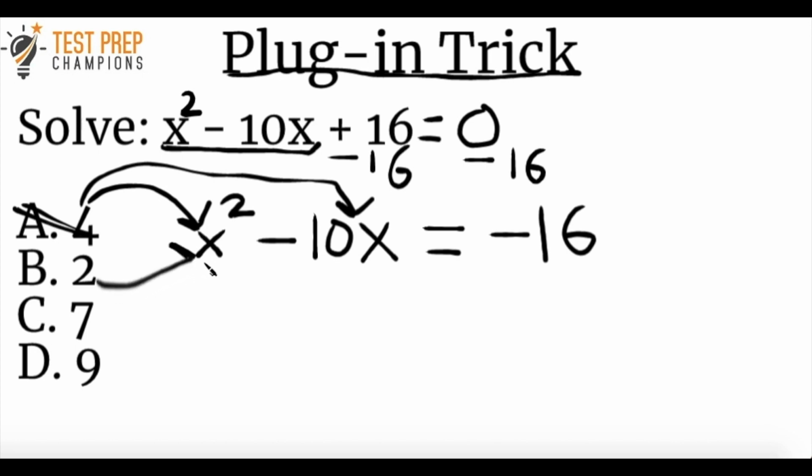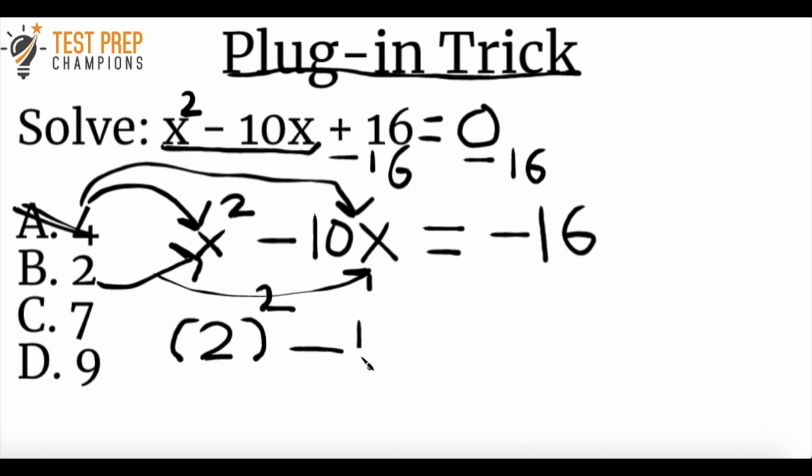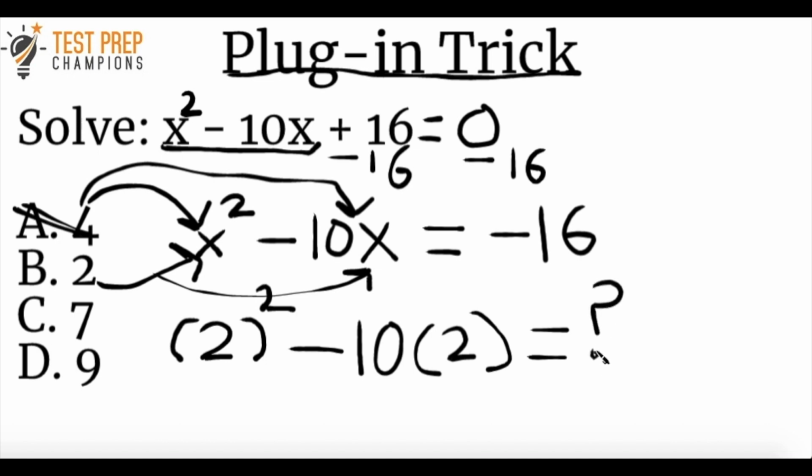So again, we're just going to take 2, substitute it in for x. So let me speed up a little bit now. We'll go a little bit faster, because remember, all we're doing is just replacing the x's with 2's now, right? So we do 2 squared minus 10 times 2. And we want to figure out what this equals. And if it's equal to negative 16, that tells us that B is the correct answer. So 2 squared is 4 minus 10 times 2, which is 20. And that is equal to negative 16.